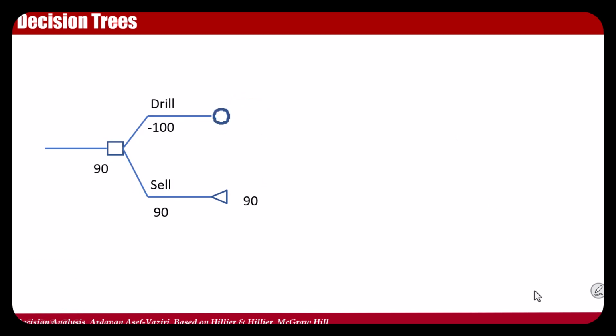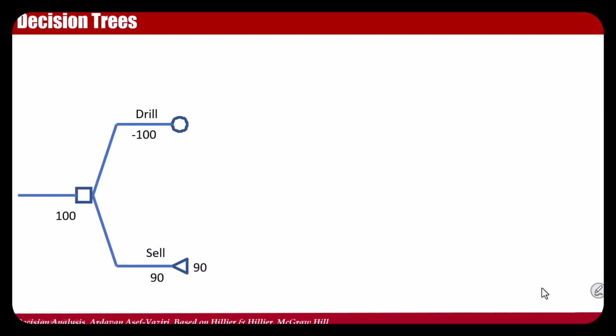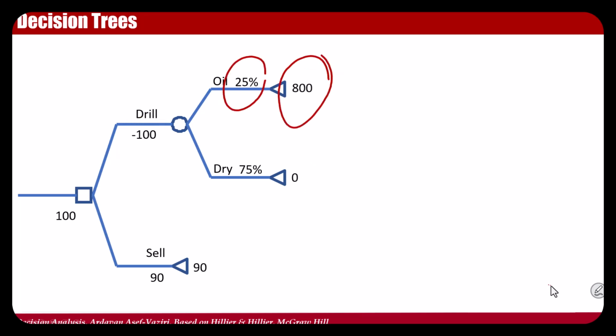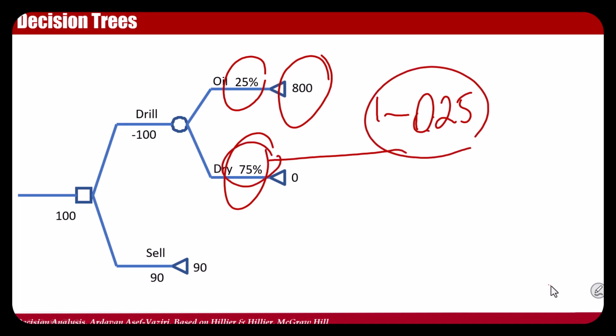Here we have an event. When we drill, there may be oil and we get $800,000. Or it may be dry and we get zero. There is 25% probability that we have oil, but 75% probability, 1 minus 25%, that we get nothing.